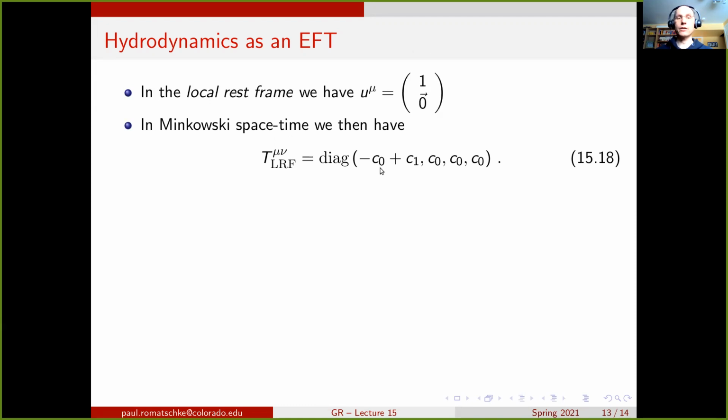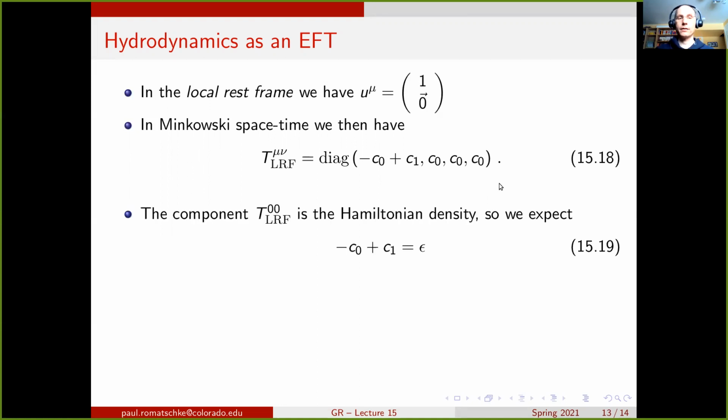The diagonal matrix has the entries -C0 plus C1 in the 0,0 component, and C0 in the 1,1, 2,2, and 3,3 components, or x,x, y,y, z,z components. Now recall that the 0,0 component of the energy momentum tensor is nothing else but the Hamiltonian density. So we expect that the 0,0 component, which is just -C0 plus C1, has to be equal to the expectation value of the Hamiltonian density, which is nothing else but the energy density epsilon. So we get one condition for these two functions, C0 and C1.